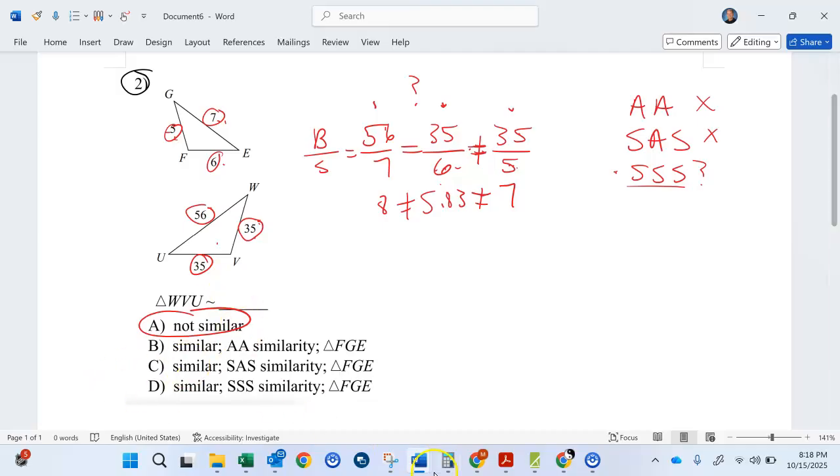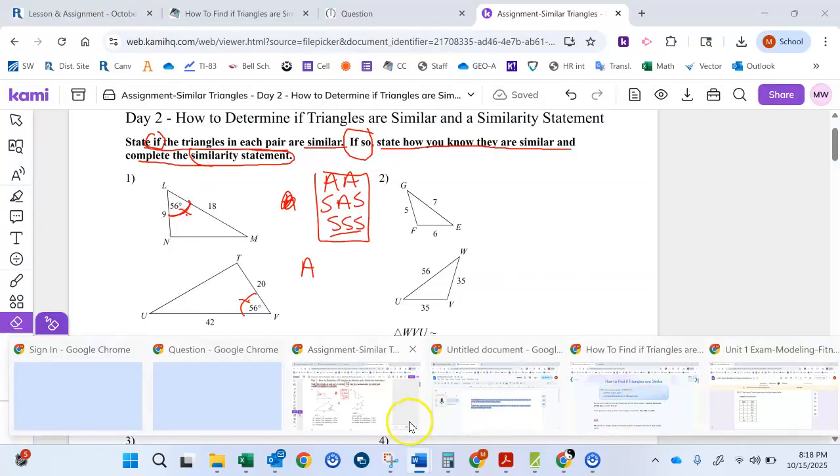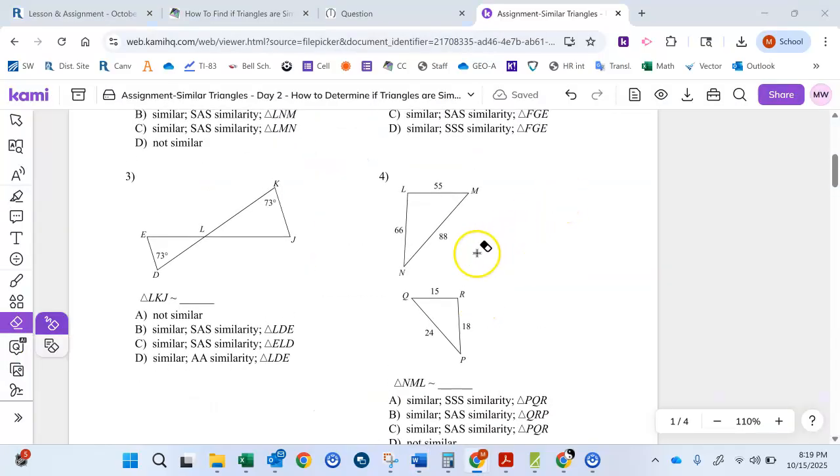So if you want to try number 3, you can try number 3 by yourself and come back and I'll go over the explanation for you. If you want to pause the video and try that, you can do that.